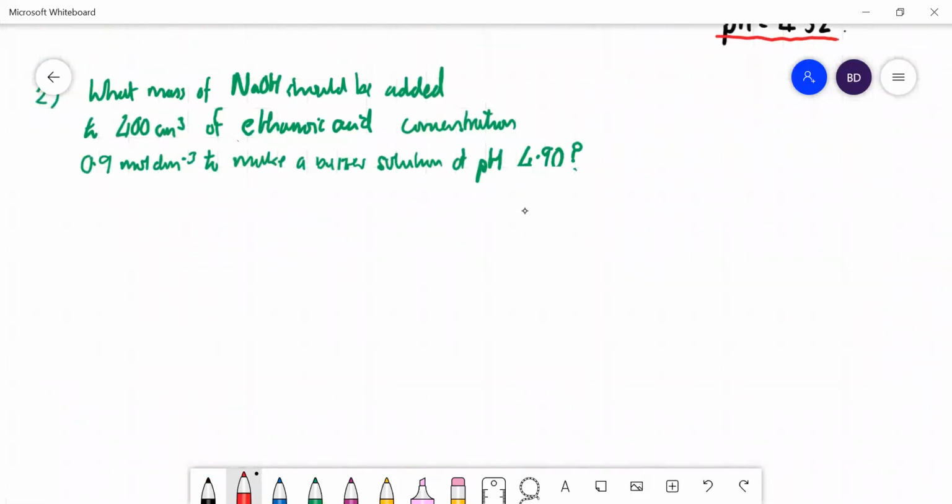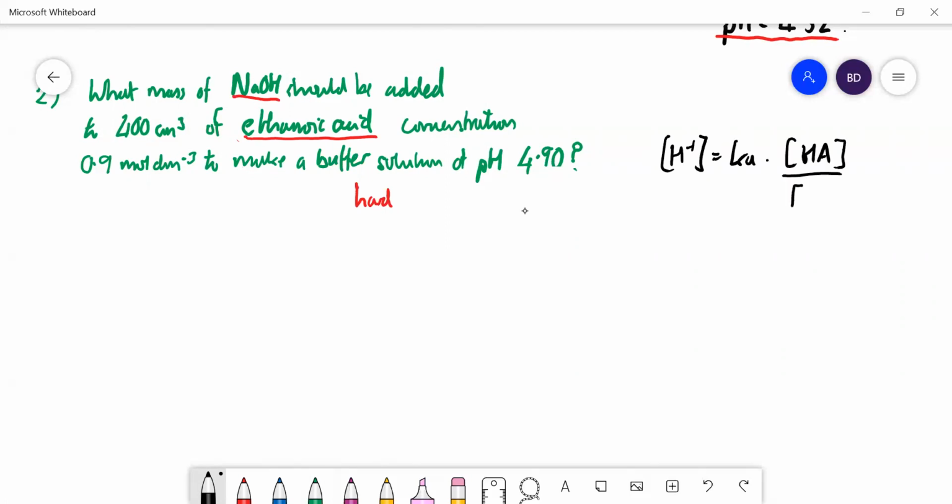What mass of NaOH should be added to ethanoic acid? So we're adding NaOH to ethanoic acid, so we've decided it is a hard buffer calculation, to make a buffer solution of pH 4.90. Right, so write our equation down: H plus is equal to Ka HA over A minus.